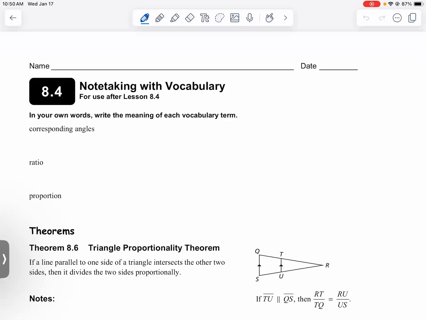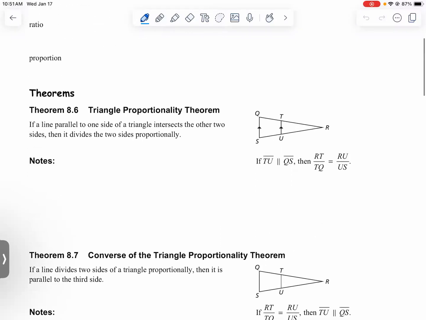So we're going to talk about some situations where we have similar triangles happening because of something special in the figure, okay? And there's also some different ways we can set up the proportions as opposed to looking at specifically the two triangles.